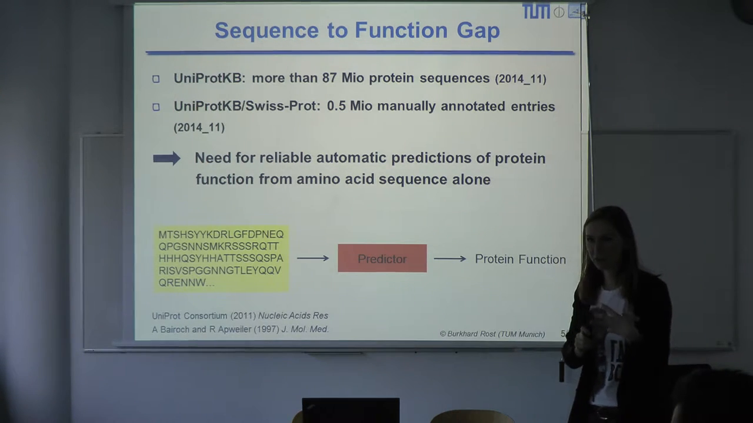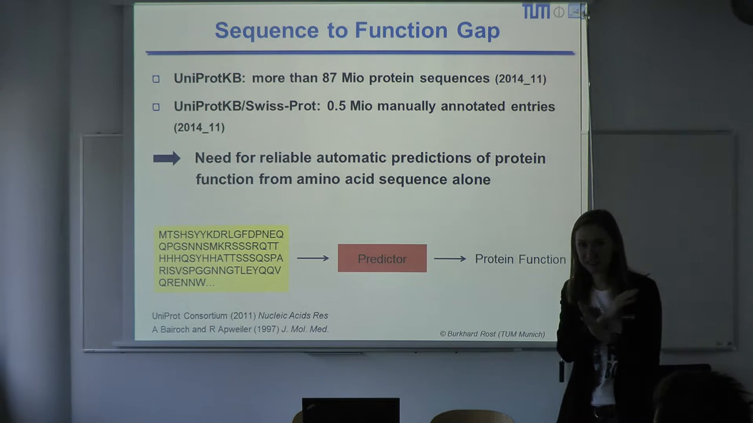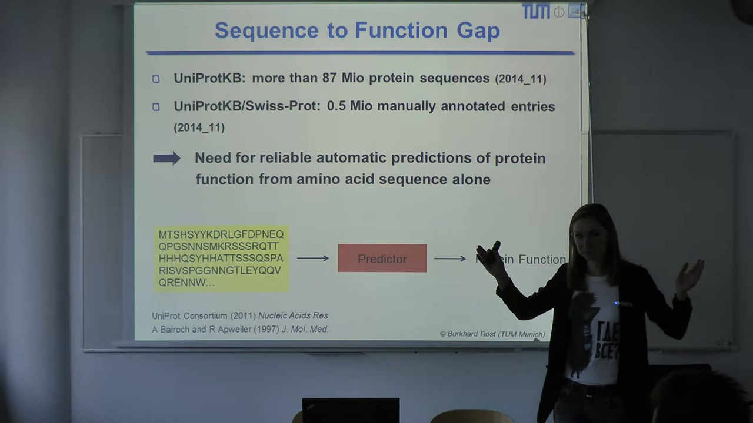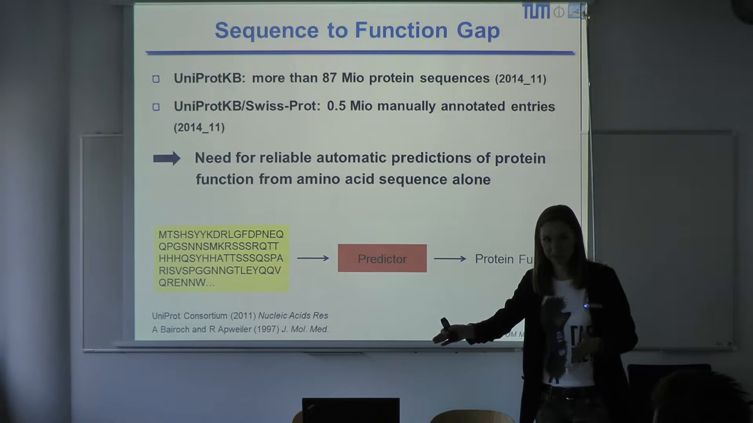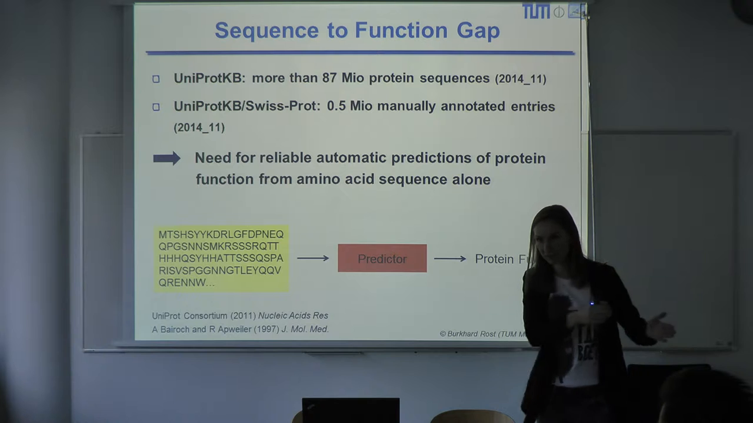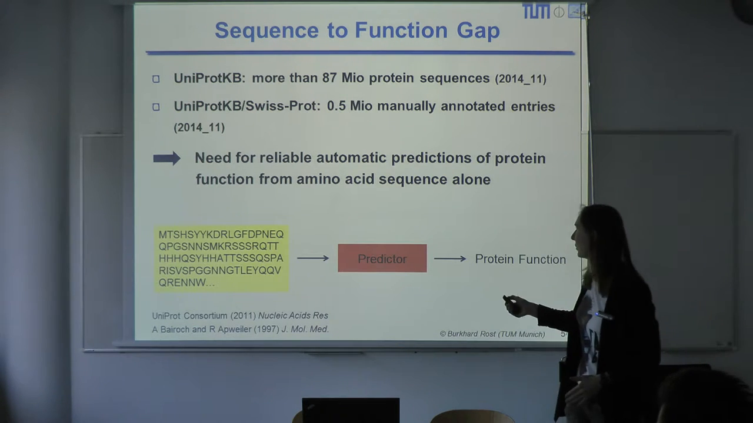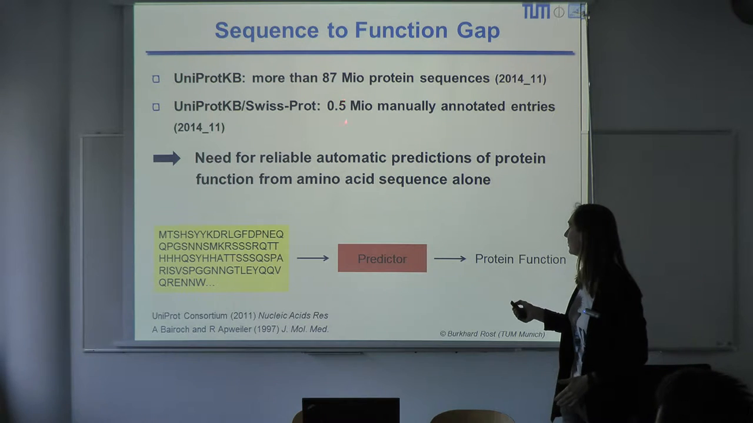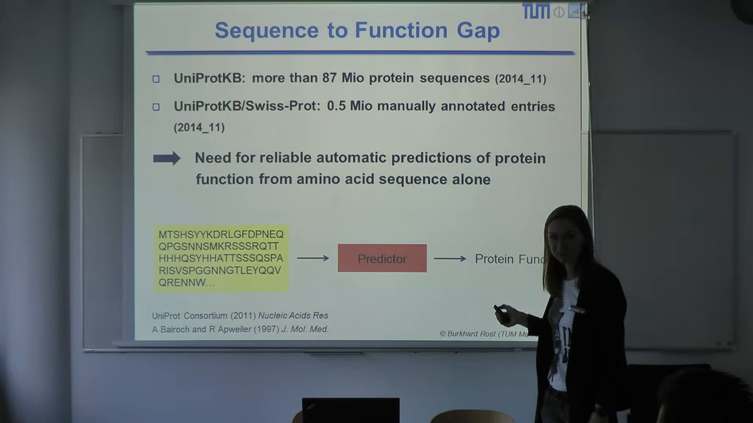If you remember how much it costs to sequence an organism, the amount of what we are sequencing today is crazy, and the number of sequences is expanding. If we sequence a new bacterium, all we do to find its genes is run a gene predictor over it, and then we have our predicted genes, and they go into the UniProt database. That's why this number is so big. But if you compare this number to the manually annotated proteins, you see that there is a big gap that we want to close.